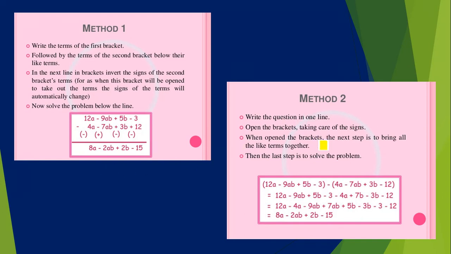And method 2 also. While you arrange this in a row, before the bracket you can see that we have a minus sign. So while you open the bracket, the signs would be changed, then arrange according to their like terms and solve it. So this is very simple, right? This is the way you have to do it.